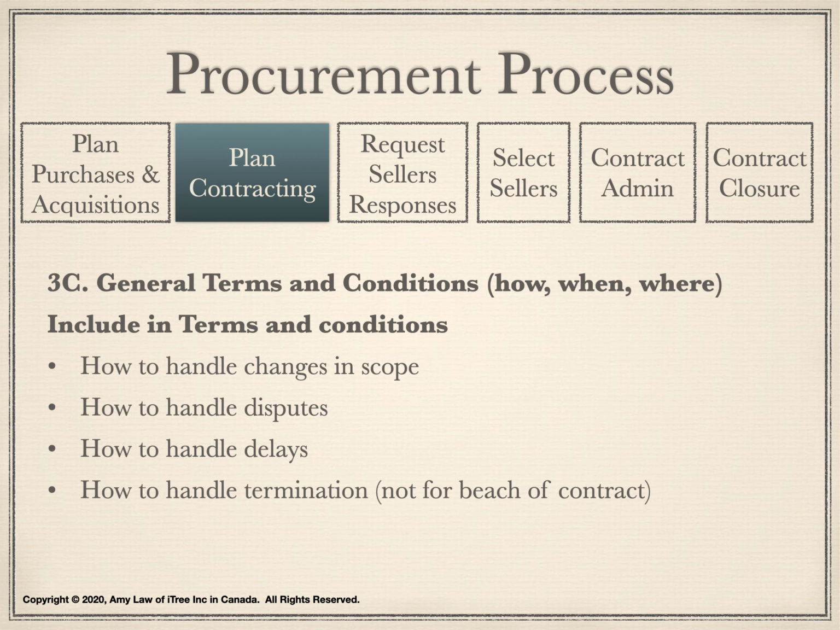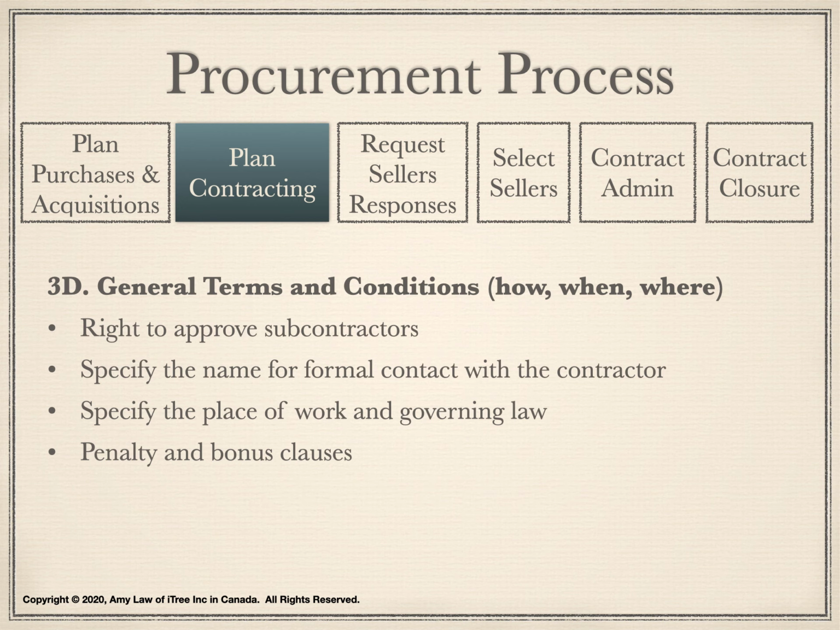The terms and conditions include how to handle changes in scope, how to handle disputes, how to handle delays, and how to handle termination. General terms and conditions specify the right to approve subcontractors, the name for formal contact with the contractor, the place of work and governing law, and penalty and bonus clauses.